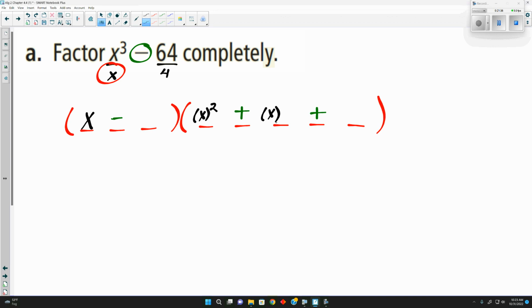What's the value of b? 4. So in the third spot in the first set of parentheses, we'd have 4. Next to x squared, technically we have 4 to the 0, but that's just 1. In the middle, we would have 4 to the first, and lastly, we have 4 squared.